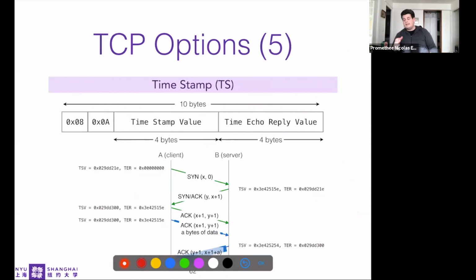And then we have the timestamp. So the timestamp is really important. This is a very long option, as you may see, 10 bytes. Type is 8. The total length is 10, A.